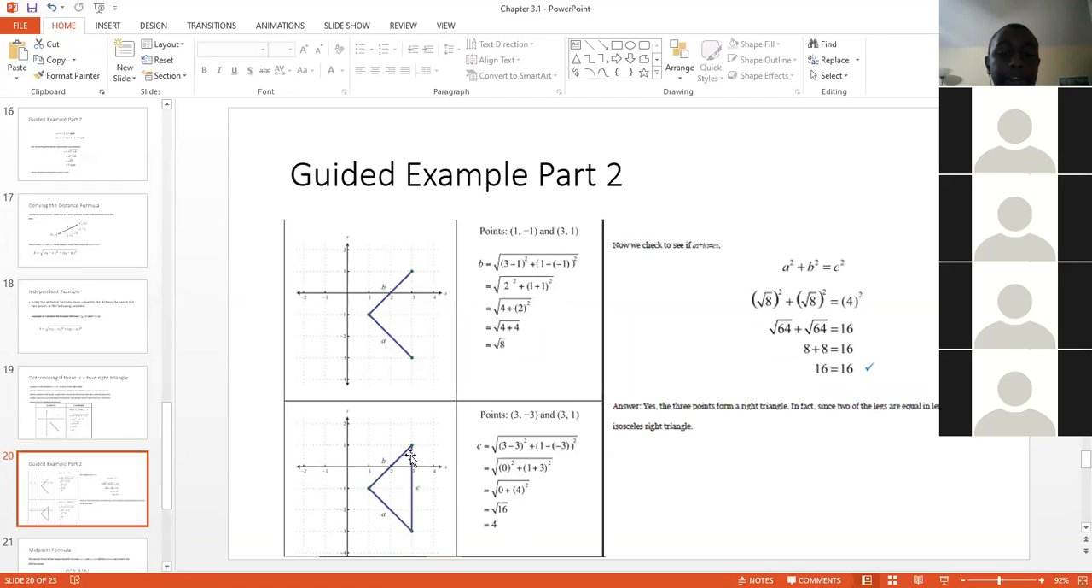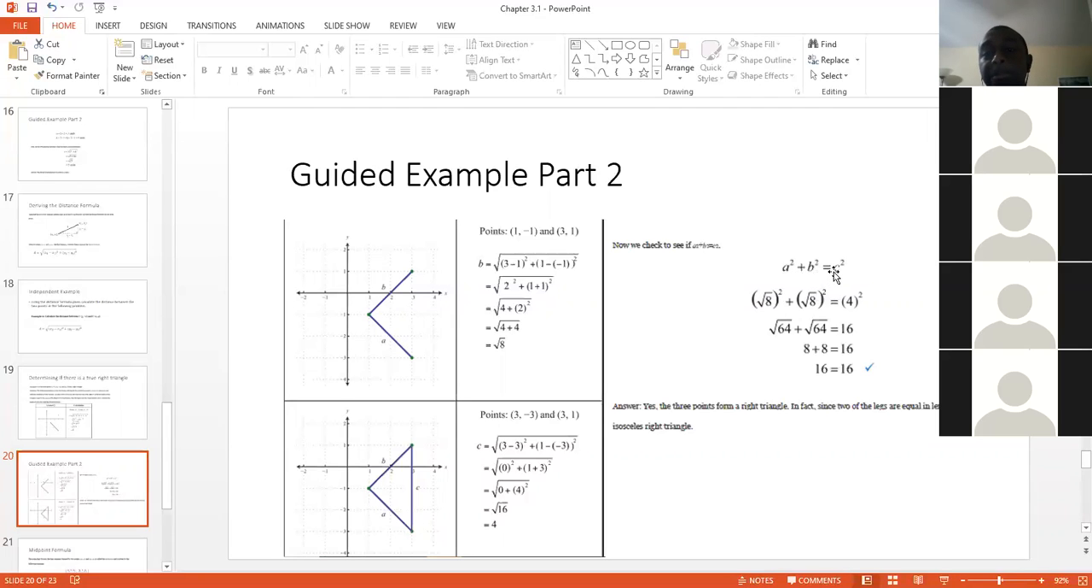So for the last point C, it's the distance between (3, -3) and (3, 1). They just plugged in x2, x1, y2, y1, and they got 4. So now that they had all the side lengths, they found them using the distance formula between the points. You can check now to see if it's a right triangle.